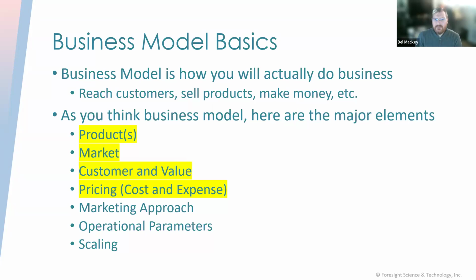There are a lot of major elements here when we think about business model. And here are most of those things: the product, the market, the customer and the value, the pricing, which is not just what you're actually going to sell it for, but pricing actually factors into how much did I make on this? And then the marketing approach, operational parameters, scaling. The ones highlighted in yellow here are the ones that we're actually going to talk about in detail, and we've been talking about in detail, because those are the ones that actually get you started into this cycle.